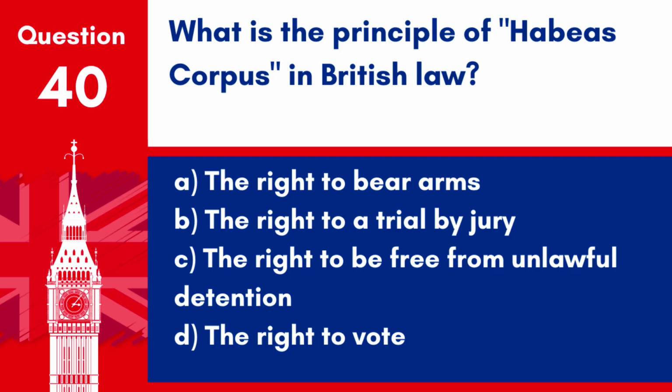Question 40. What is the principle of habeas corpus in British law? A. The right to bear arms. B. The right to a trial by jury. C. The right to be free from unlawful detention. D. The right to vote. Answer: C. The right to be free from unlawful detention. Habeas corpus is a legal principle that protects individuals from being held without just cause.